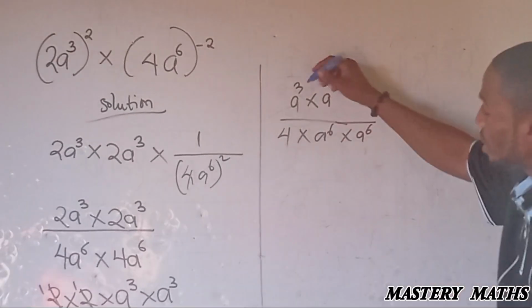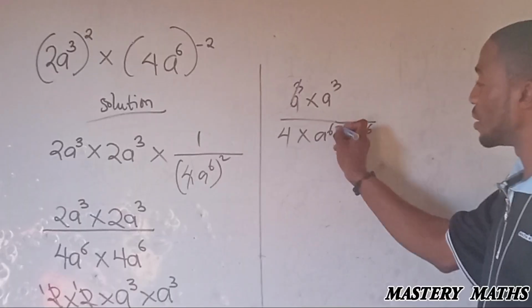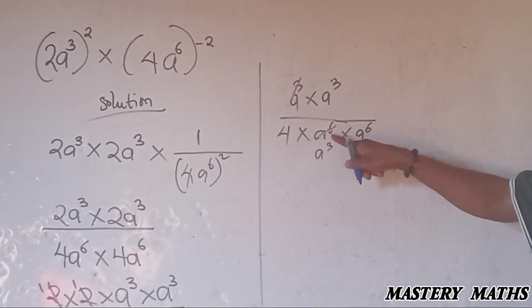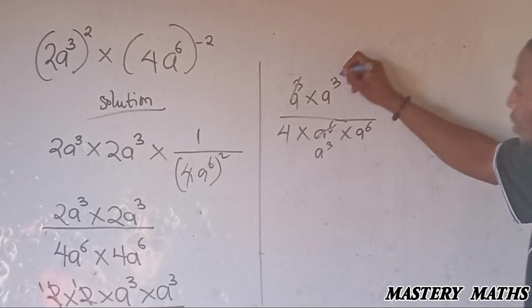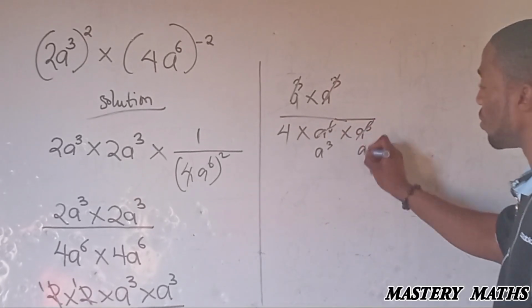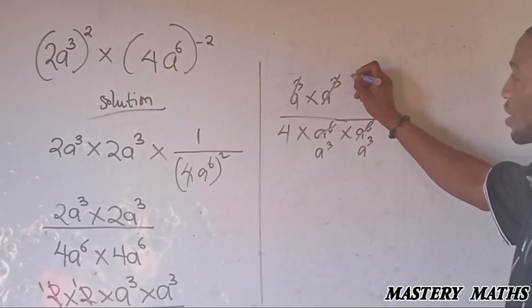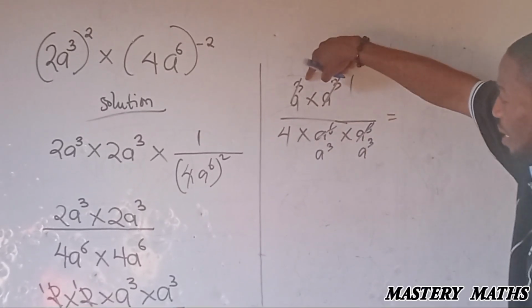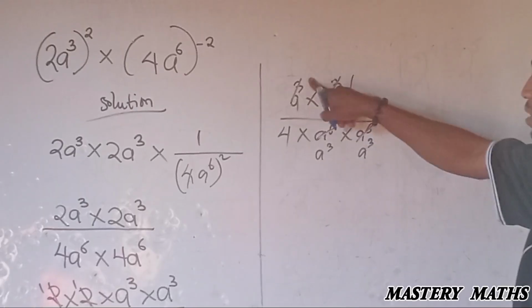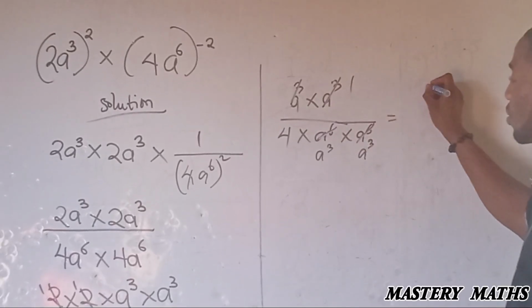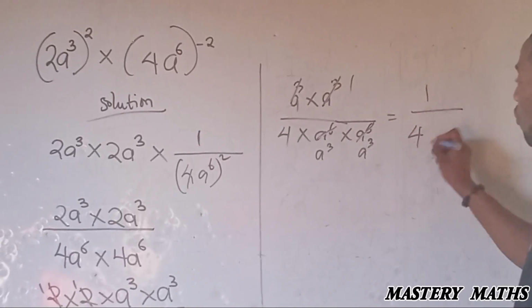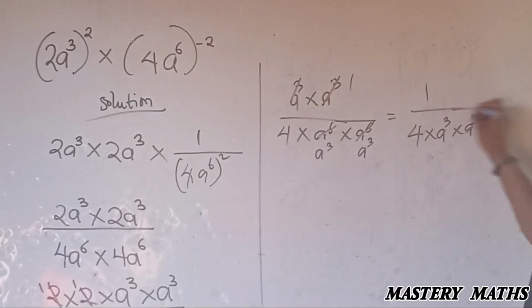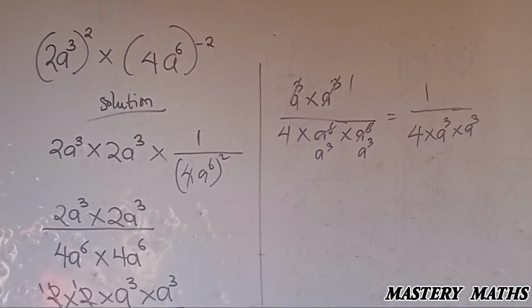Now listen, when a^3 cancels a^6, what will remain is a^3, because the 3 here has cancelled 3 here, and what is remaining there is 3. Now this here has cancelled this here, leaving a^3. So what you have on top now is 1, because the whole of this cancelled. 1 is remaining here and 1 is remaining here, so 1 times 1 is 1. So what you have left is 1 over 4 times a^3 times a^3.